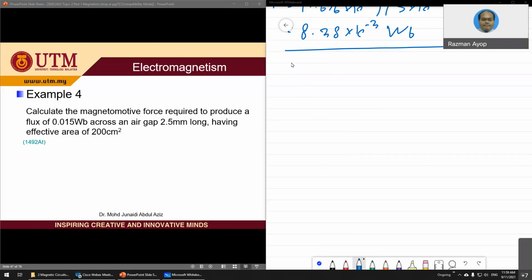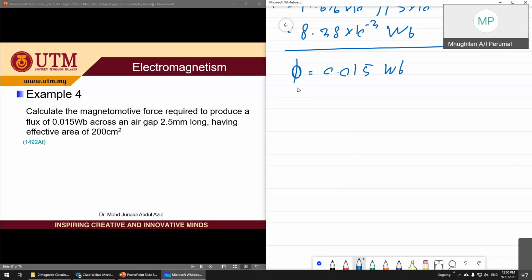Yes, you can. Okay, so the flux is 0.015, correct? And the length of the air gap is 2.5 millimeter. Okay, length of air gap. So the symbol is lg. 2.5 mm. Of course, you have to convert it. What is the value? 0.0025. Okay, correct.